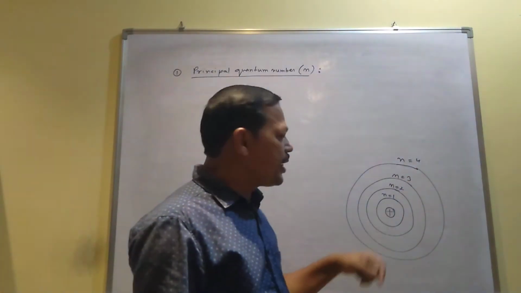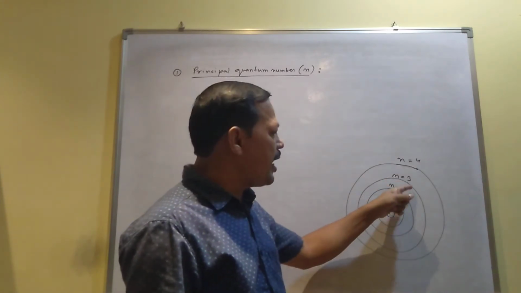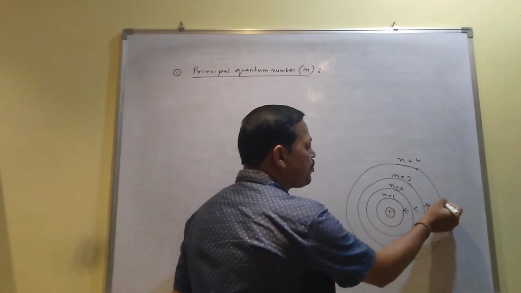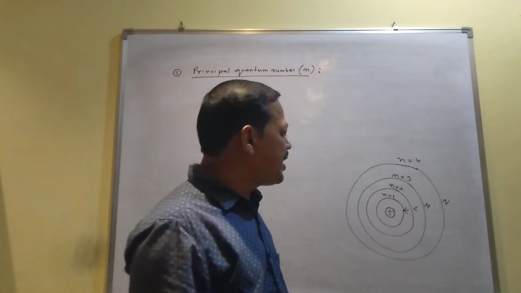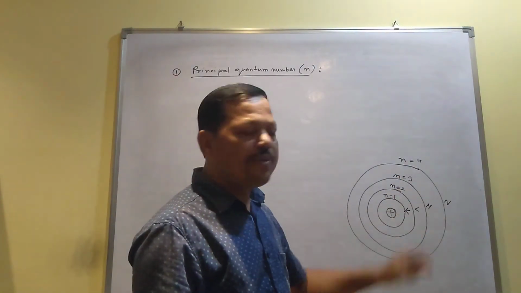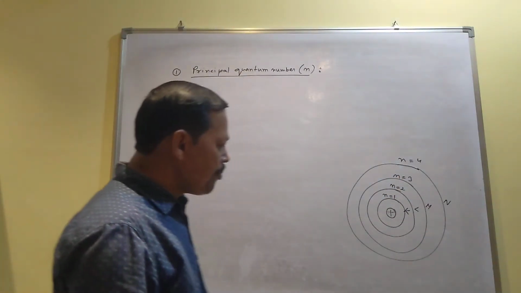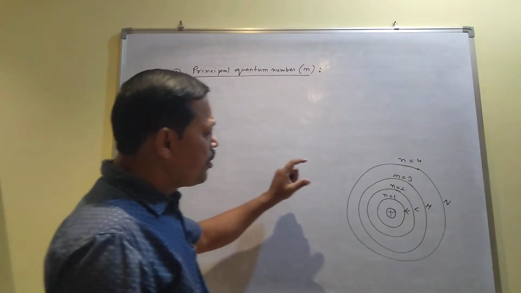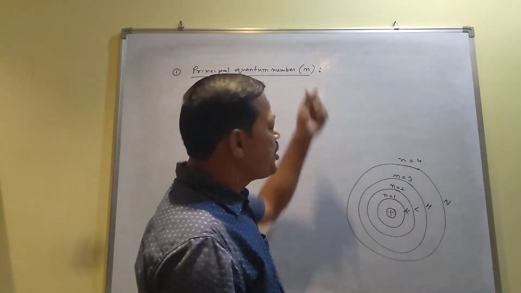The first shell is also called the K shell, the second shell L, the third shell M, and the fourth shell is also called N. You already know the names. So n equal to 1 means it represents the K shell, n equal to 2 means the L shell, n equal to 3 will represent the M shell, like that. And you will get some other information also from this quantum number.